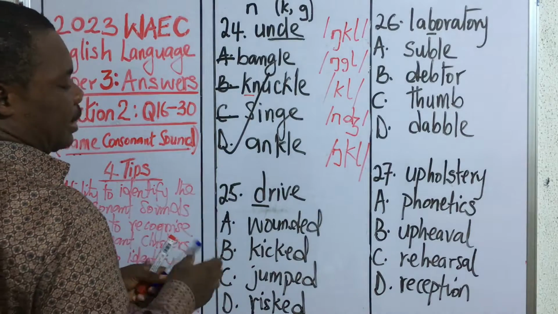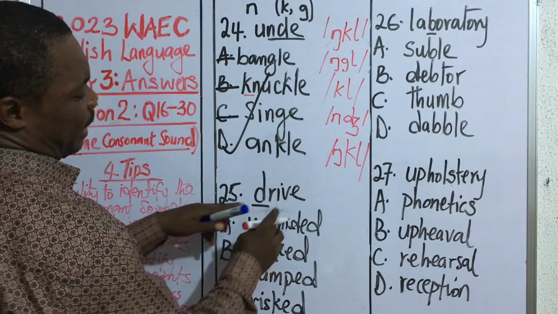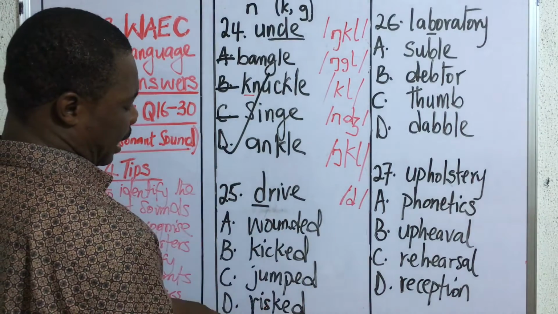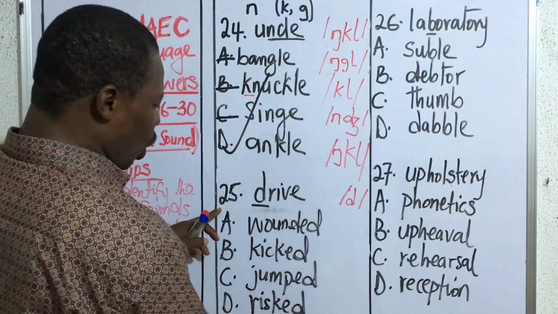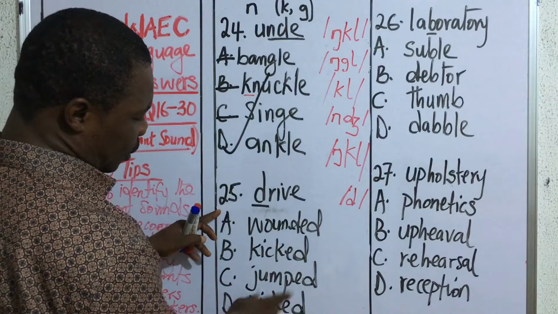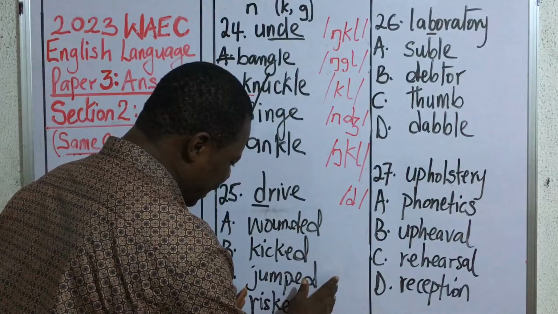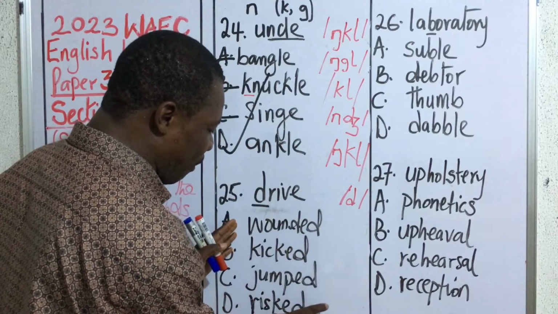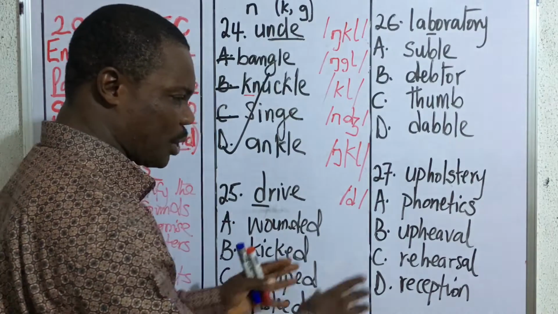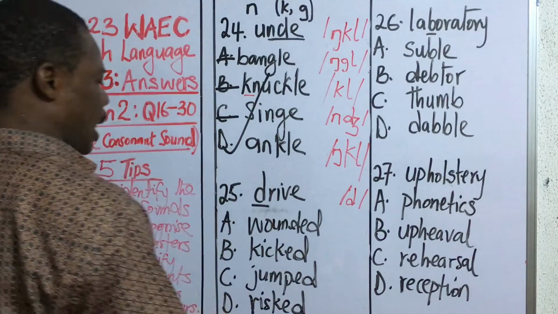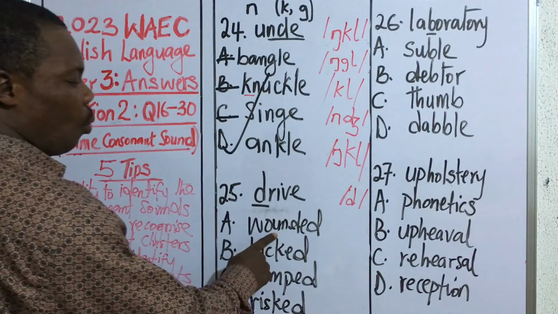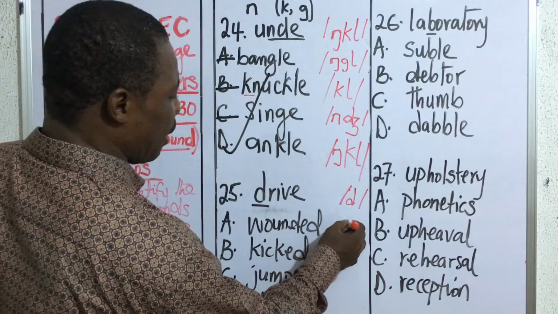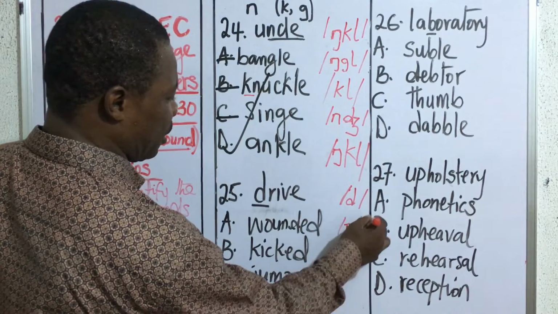Drive. Alright. The sound that is represented by the underline is D. Alright. So let's look for the option here that has a D. When you look at all the options here, A, B, C, and D, you discover that all the words are in their past tense form. And you have to be very careful when you're pronouncing the ED that marks words as what? Past tense. Alright. Now, the first option here is wounded. So you are going to have ID here for this past tense.